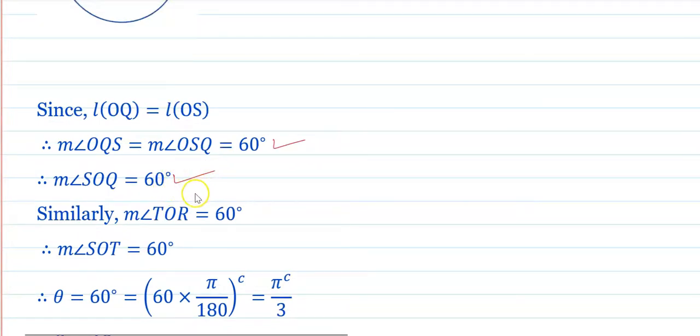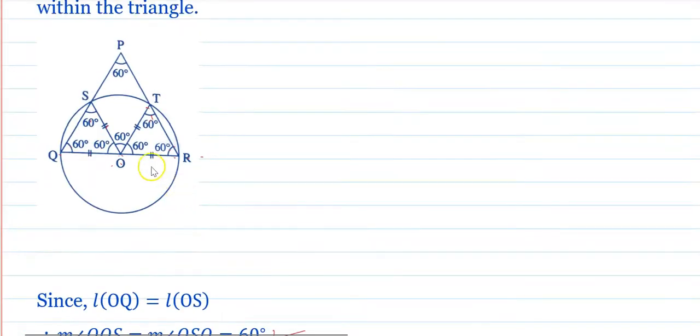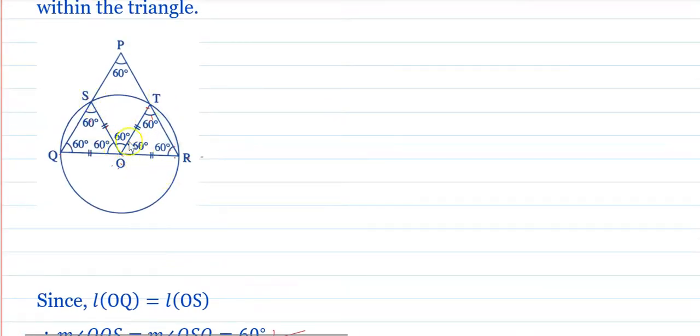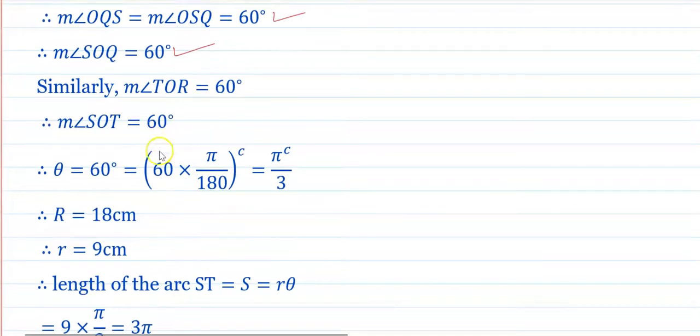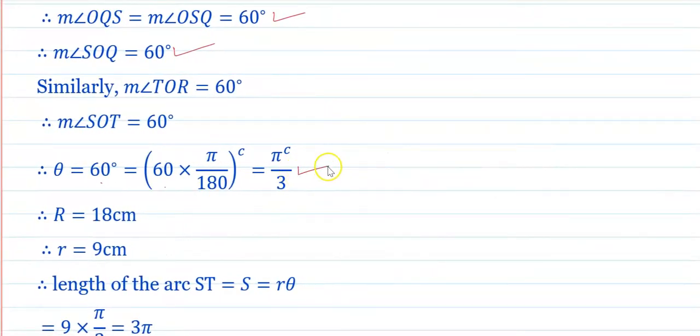Okay. Similarly, in triangle OTR, as OT is equal to OR, their base angles are equal. They are 60 and 60, and hence the measure of angle TOR is also 60 degrees. As the measures of these two angles are 60 and 60, and these are linear angles, the measure of angle SOT is also 60 degrees. Now we will convert this 60 degrees to radian. That is 60 into pi upon 180, and that is equal to pi by 3 radian.